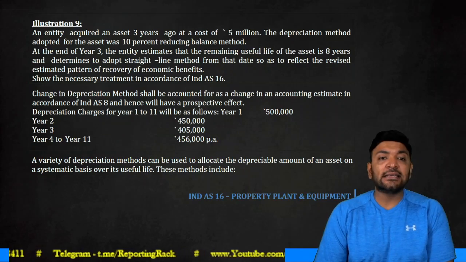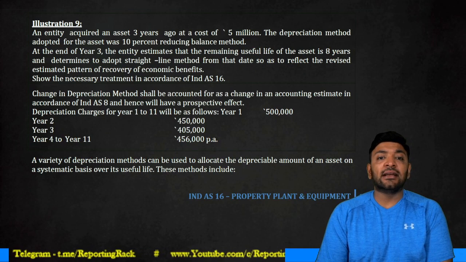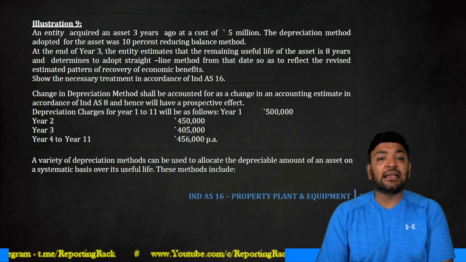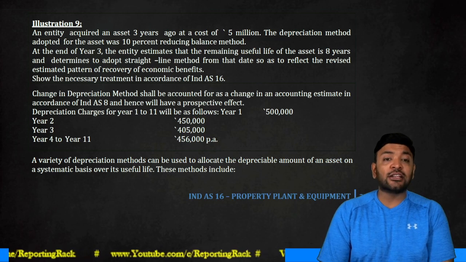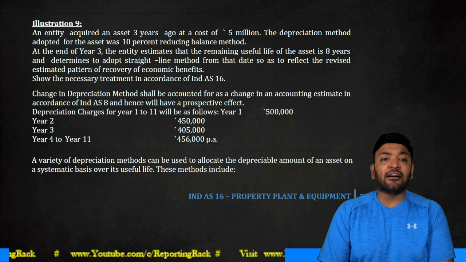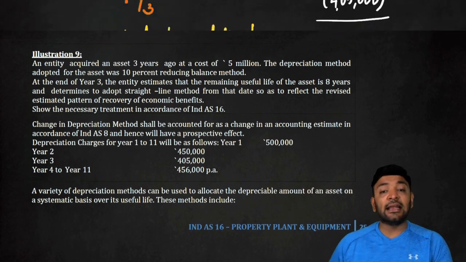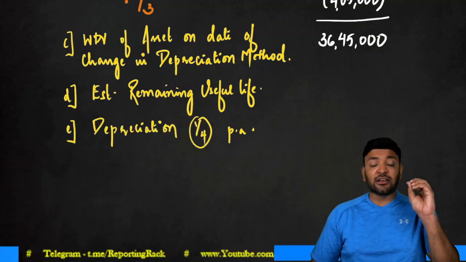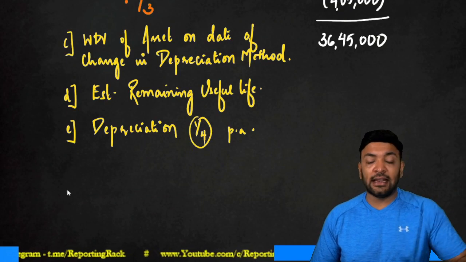The question says, at the end of year 3, the entity estimates that the remaining useful life of the asset is 8 years and he determines to adopt a straight line method from that date to reflect the revised pattern of recovery of economic benefits. So 8 years is the further useful life. So make sure that you are adopting a straight line method for 8 years.